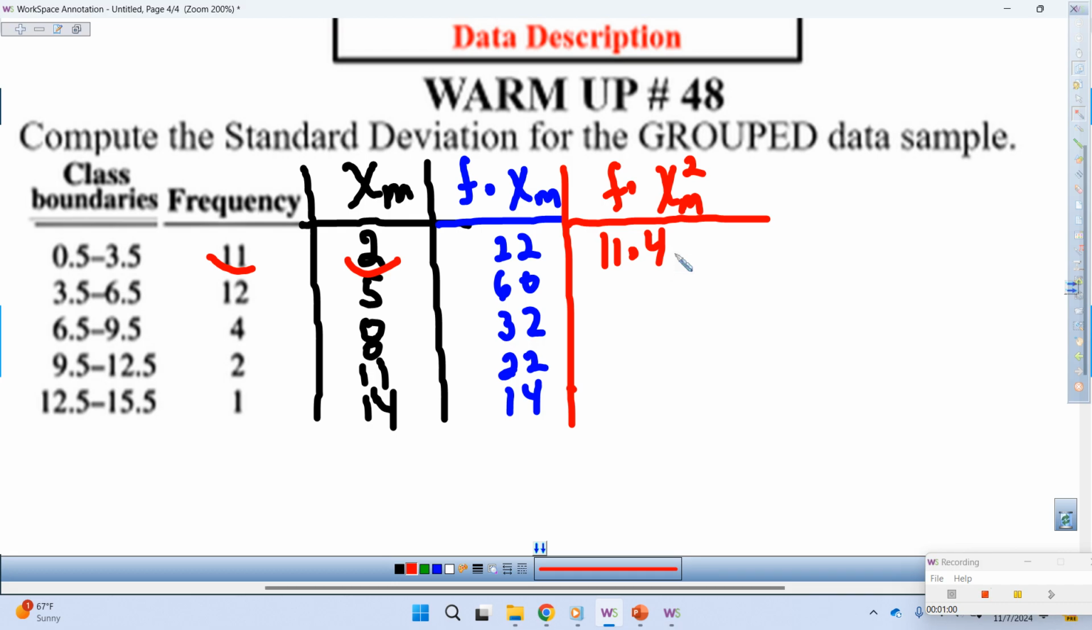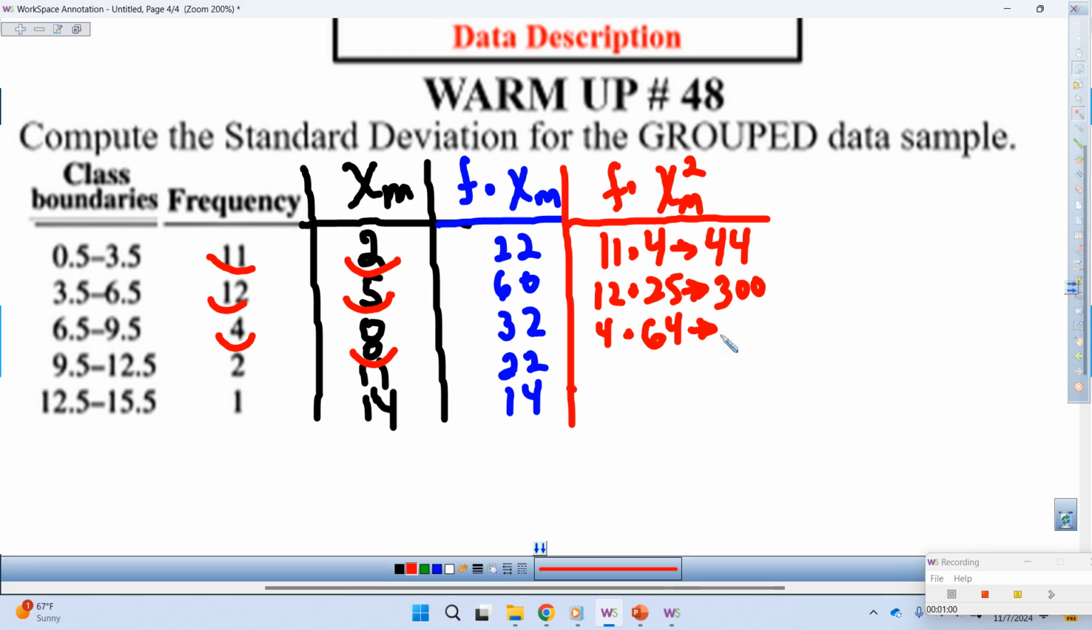So our frequency for the first one is 11 times midpoint squared. So 2 squared is 4, so that gives us 44. The next one is 12 times 5 squared, that's 25. So 25 times 12 is what, Amelia? 12 times 25? 300. There it is.